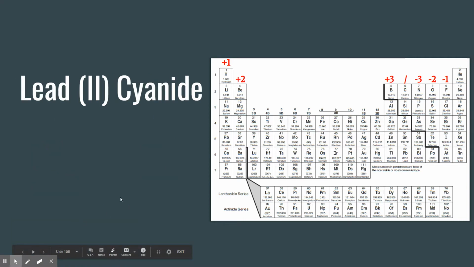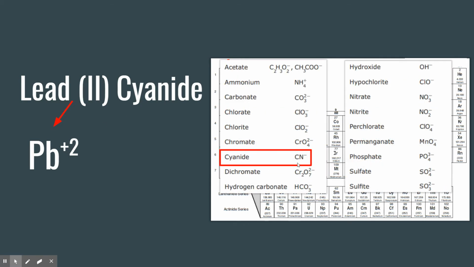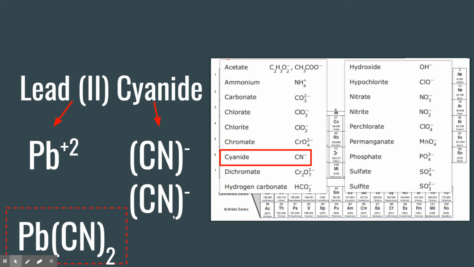Okay, let's try lead 2 cyanide. Lead, again, they're telling me the symbol, so I don't need to find it. They're telling me it's +2. Cyanide is on my list of polyatomics. It's got a -1. So I'm going to need 2 of the cyanides, and I can write PbCN2.